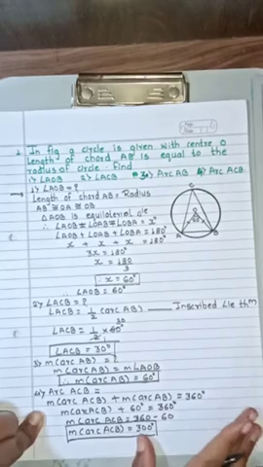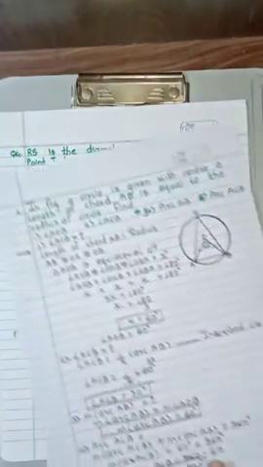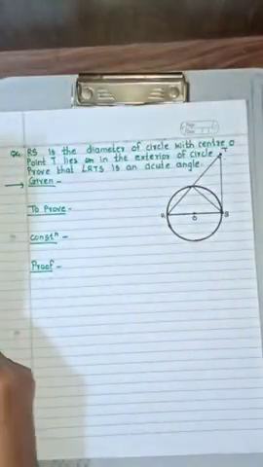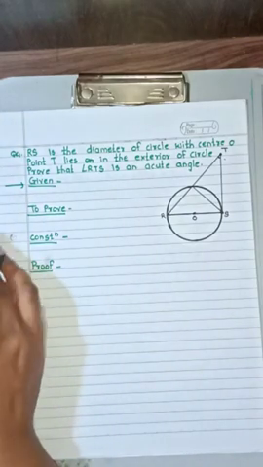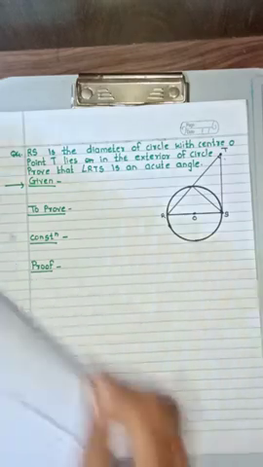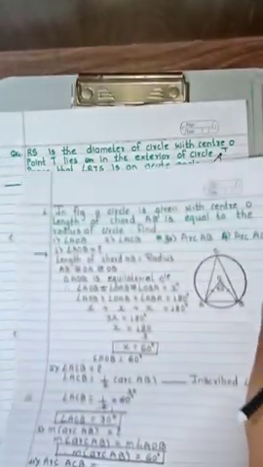Got it? Now let us move on towards the second question. In the second question, one second children.